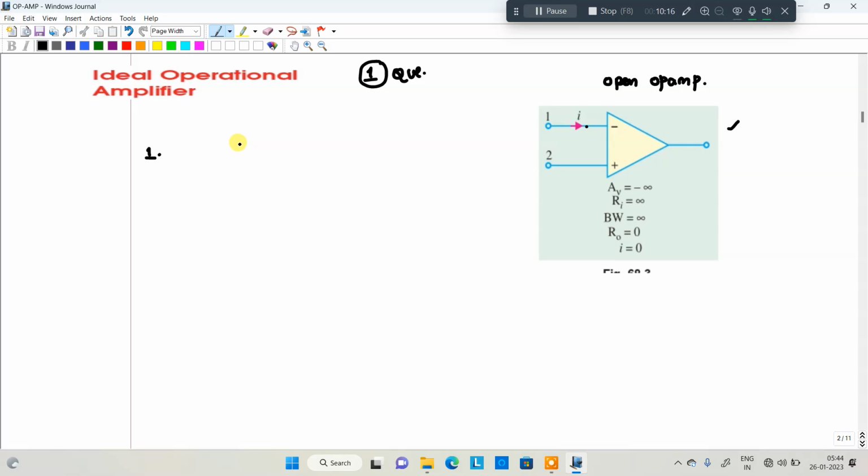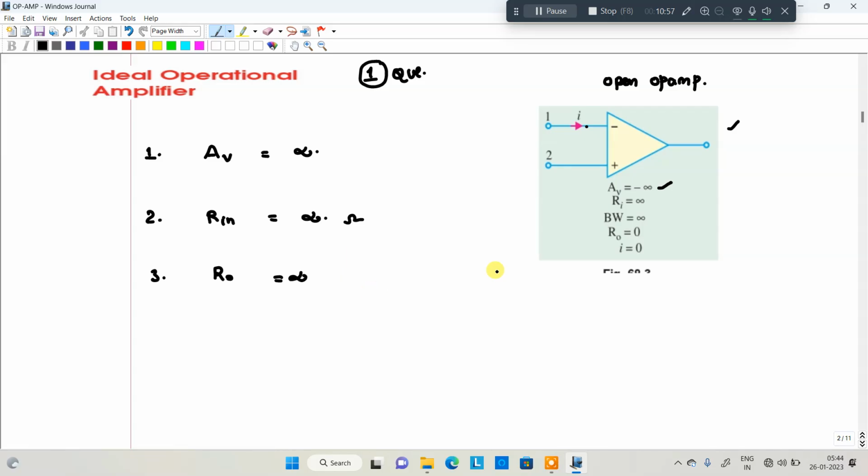So the first one is the open loop gain, called AV. Open loop gain is infinity. What is the open loop gain? It is infinity in the case of an open loop op amp. That is the first characteristic. Second, the input resistance, the resistance between the two input terminals, is infinity. Ideal case I am talking about. It is measured between the inverting and non-inverting terminals. Third, the output resistance at the output terminal, R0, is equal to 0.